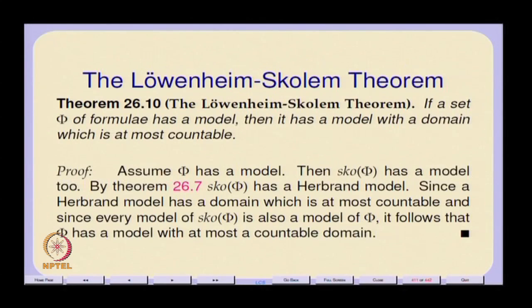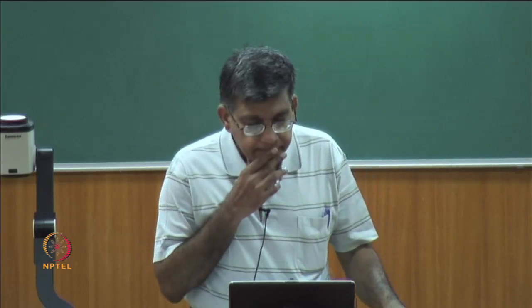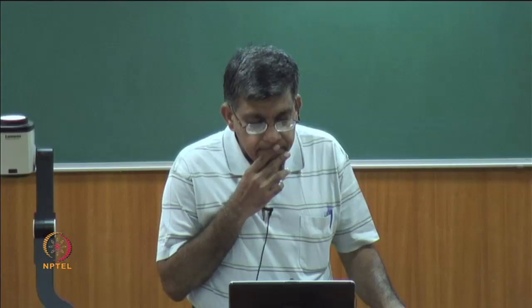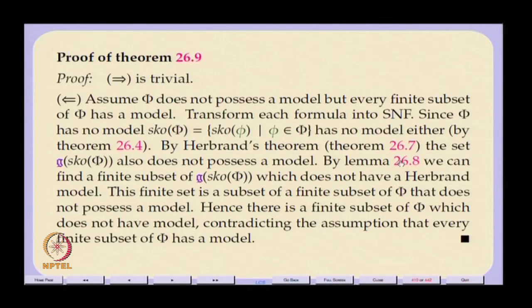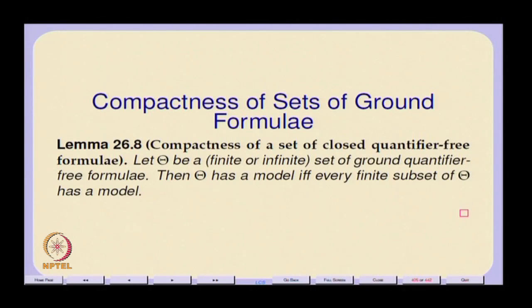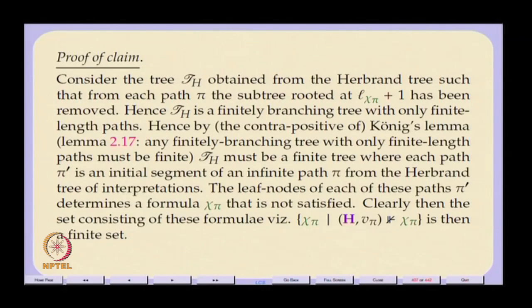In the proof there is one doubt. In this, how do you move from that G sco phi to a finite subset of psi? This is because of the previous lemma, right? This is okay, but we found a finite subset of G of sco phi, and then the next line we claim is that there exists a finite subset of phi which is not satisfied.